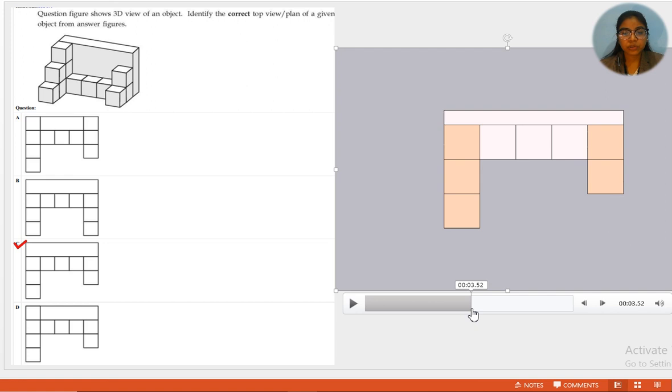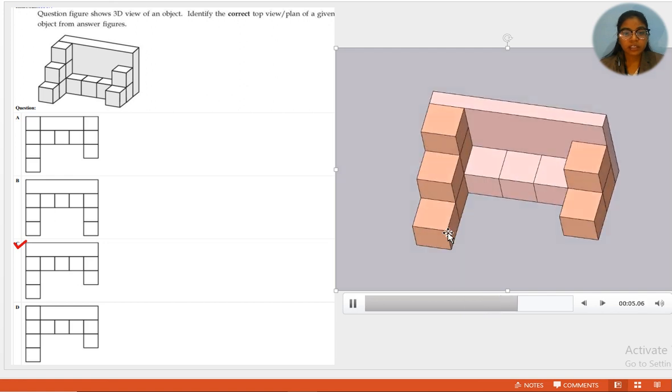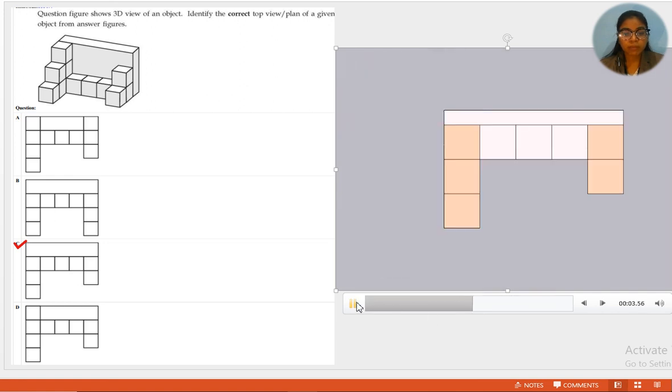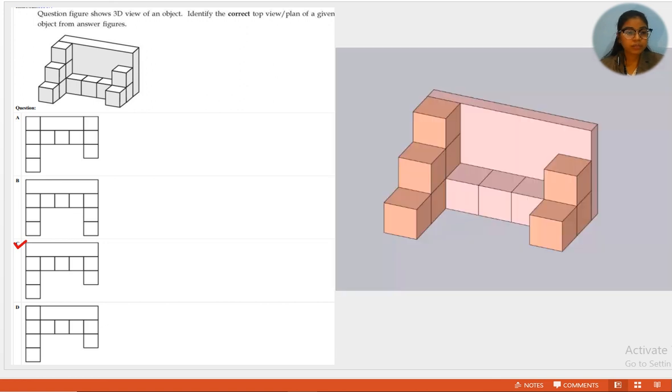So as I was stating to you, here they have three columns and here they have two columns. So in the plan answer, you will get to see three cubes over here, and on the right hand side you will get to see only two cubes. That's why this is your correct option.